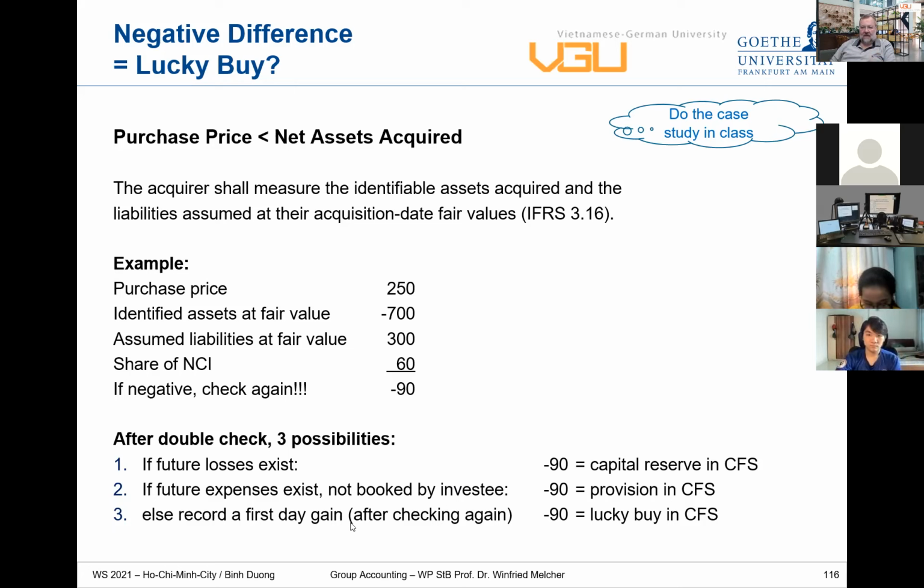Well, and then, if there are no future losses and there are no restructuring needs, maybe the shareholders just wanted to get rid of it at any price, and the best price they could get is losing 90 bucks on the whole transaction. So from the side of the buyer, of course, that is a lucky situation. So in that case, the investor can record a lucky buy in the consolidated financial statements.